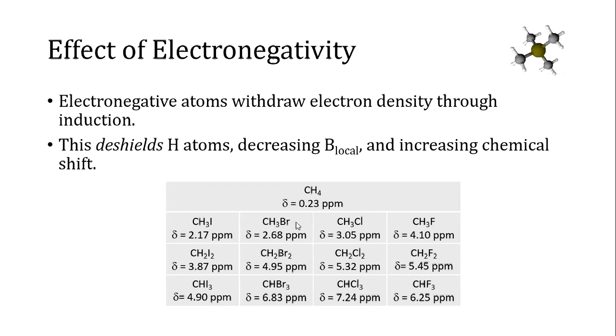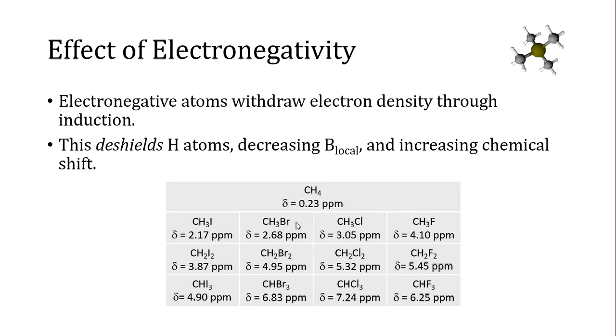So methane has a chemical shift of 0.23 parts per million, not a whole lot different from tetramethylsilane, but once you put an iodine atom on there, it increases to 2.17 parts per million. The second iodine takes it to 3.87, and the third iodine to 4.90. You can see a similar pattern for adding bromines, chlorines, and fluorines. As you increase the number of halogen atoms, the chemical shift increases.